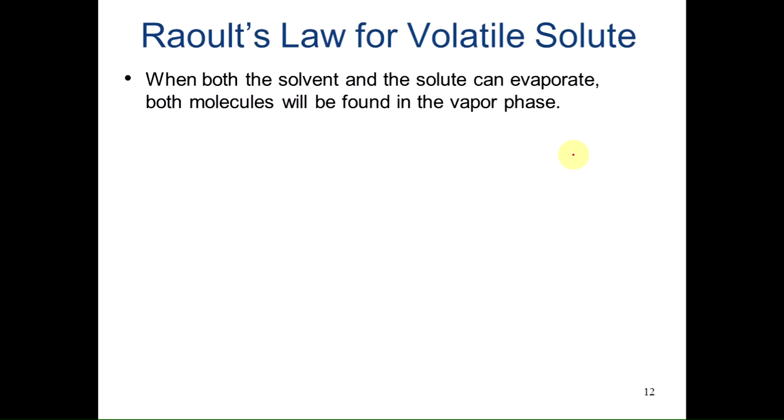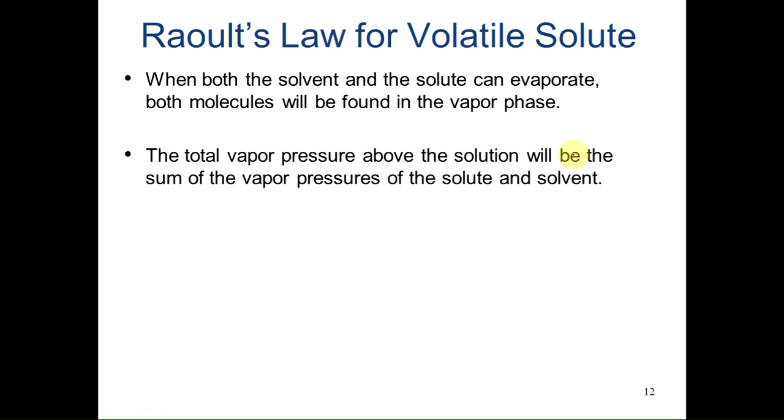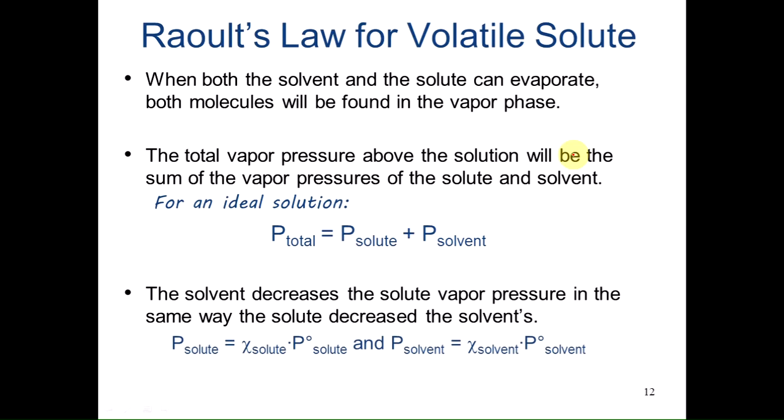So let's look at Raoult's law for a volatile solute. When both the solvent and the solute can evaporate, both molecules will be found in the vapor phase. And the total vapor pressure above the solution will be the sum of the vapor pressures of the solute and solvent. Remember, this is kind of like Dalton's law of partial pressures. We can add those together to get the total vapor pressure. So for an ideal solution, the total pressure is equal to the pressure of the solute plus the pressure of the solvent. Now the solvent decreases the solute vapor pressure in the same way that the solute decreases the solvent.